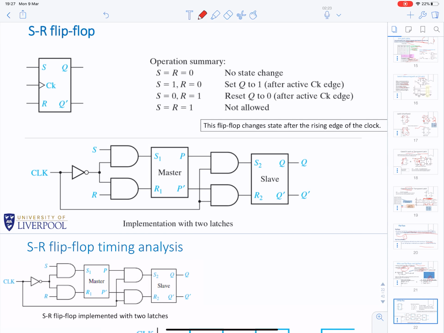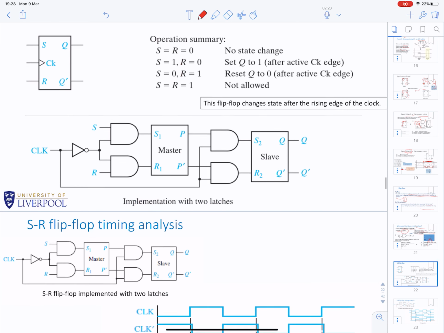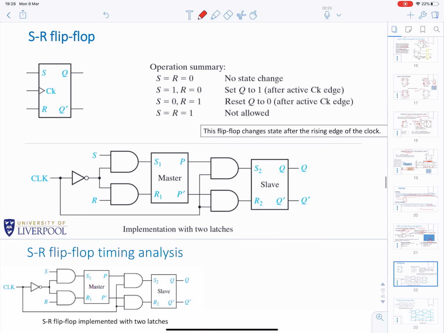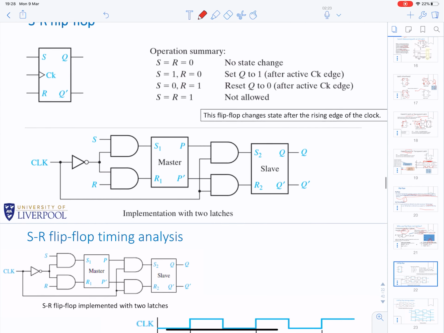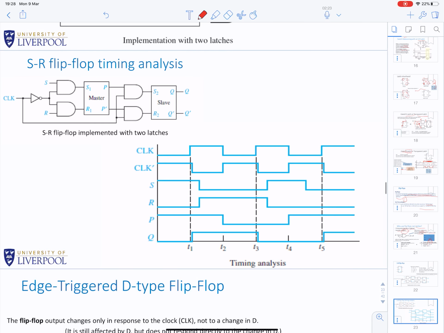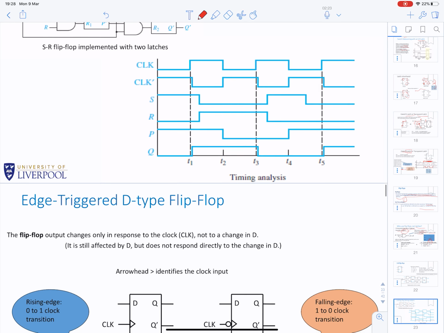The SR flip flop. The operation summary is that S equals 0, R equals 0: no change. S equals 1, R equals 0: set Q equal to 1. S equals 0, R equals 1: reset Q to 0. Then S equals 1, R equals 1 is not allowed. Implementing with 2 latches. So the thing is just like that, and the analysis is as follows.